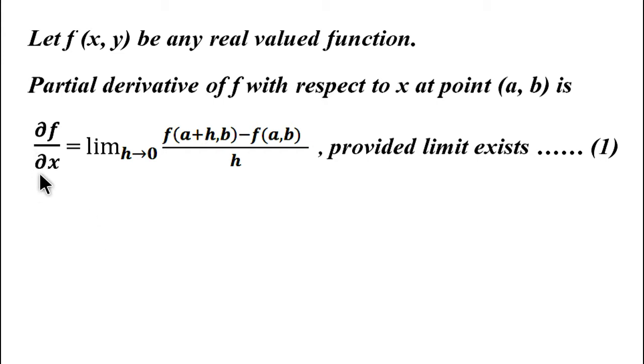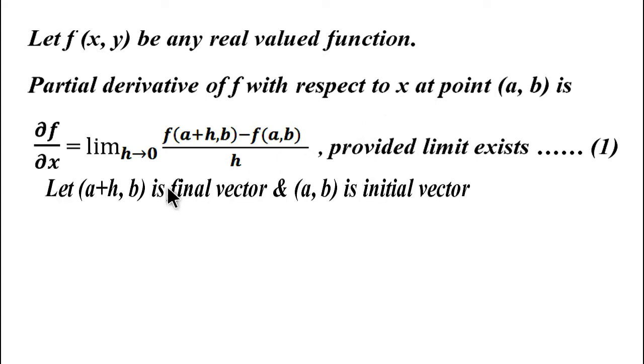Here we will find the partial derivative with respect to x. Therefore, only the value of the x coordinate will change here. The value of x is a plus h here, and the value of x here is a. But in both points, the value of y is equal to b. We will not change the value of y because we will find the partial derivative with respect to x. Now, what is the distance between these two points? That is h.